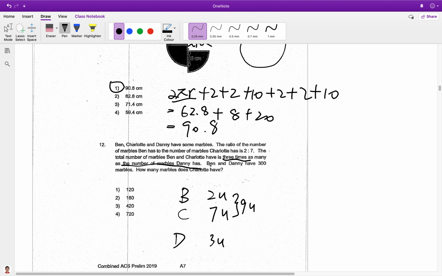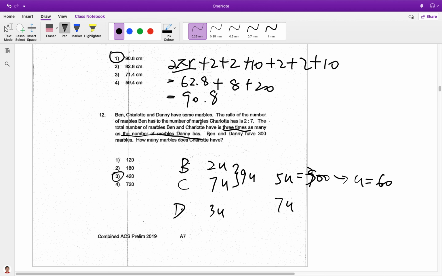So it says Ben and Danny have 300 marbles. Means what? 2U plus 3U, 5U equals 300, right? So how many marbles does Charlotte have? Well, Charlotte has 7U. We know that U here is equal to 60, so 7U is 420.